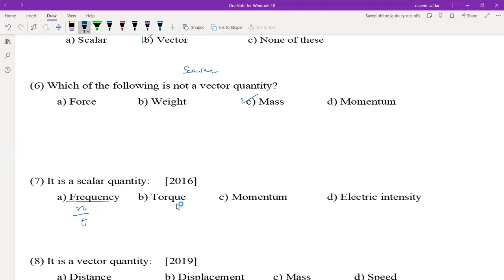Torque is a vector quantity. Momentum is a vector quantity. And electric intensity. What is electric intensity? Force per unit test charge is called electric intensity. As force is a vector quantity, so electric intensity is also a vector quantity. So we have to choose scalar quantity. So here only scalar quantity is frequency.